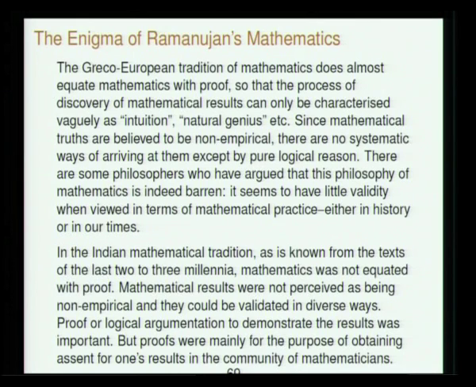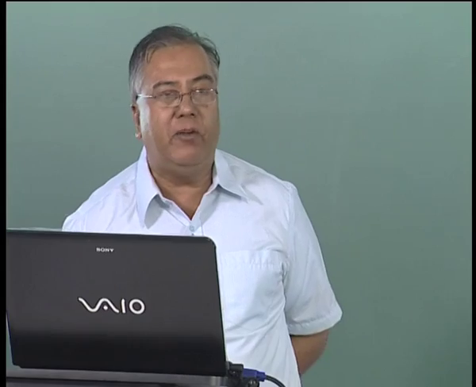In the Indian tradition, the understanding was that proof is only one of the aspects of mathematics. It is important. Mathematical results were not thought of to be non-empirical. Mathematics was not thought of to be a science different from other sciences. Its results were equally contestable and falsifiable, and they could be validated in diverse ways. Proof was important, but they were more for obtaining assent for one's results.